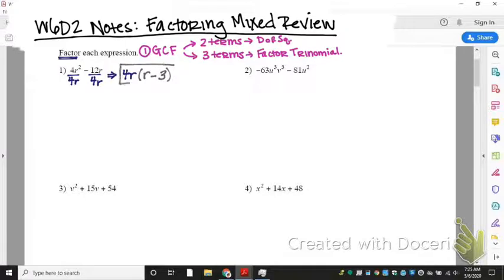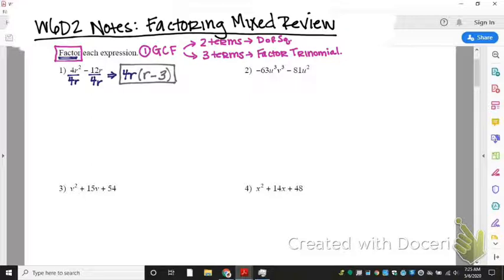So there you go. Notice I did not set this equal to 0. I didn't put equal 0 at the end, and I'm not solving this. It's not asking me to solve. It is specifically asking to factor. Do not solve if it doesn't ask you to solve, okay? Answer the question that's being asked.